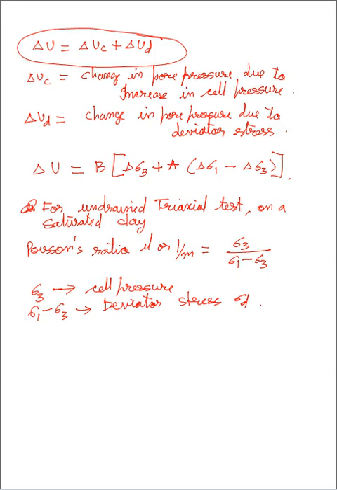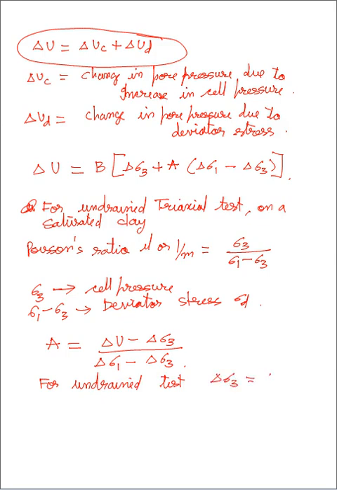Now regarding one more formula, A is equal to delta u minus delta sigma 3 divided by delta sigma 1 minus delta sigma 3. And remember one thing, for an undrained test, delta sigma 3 is equal to 0. This is very important for the undrained test.